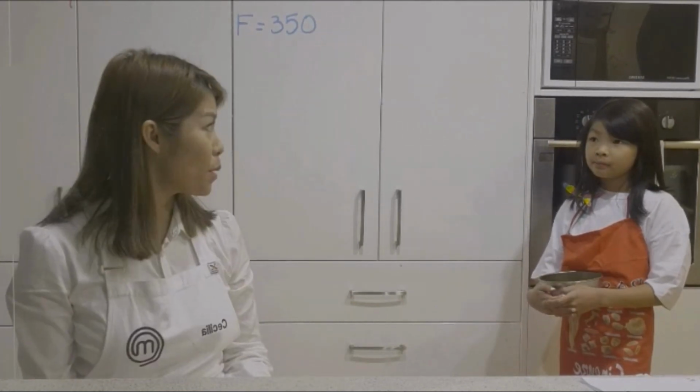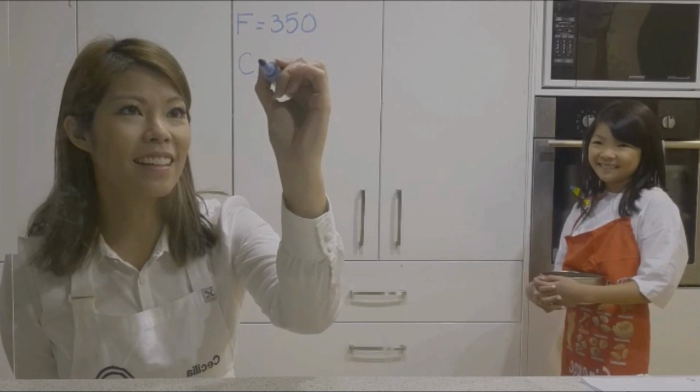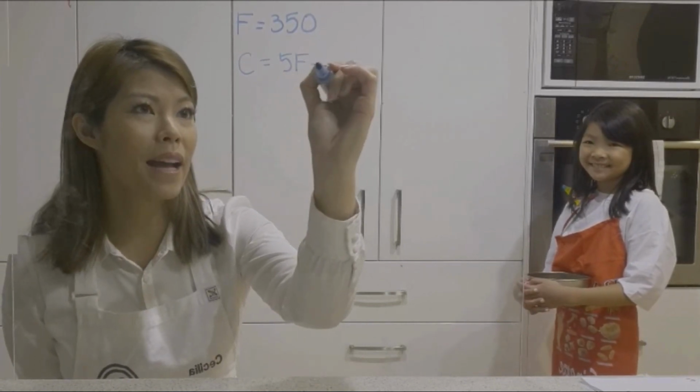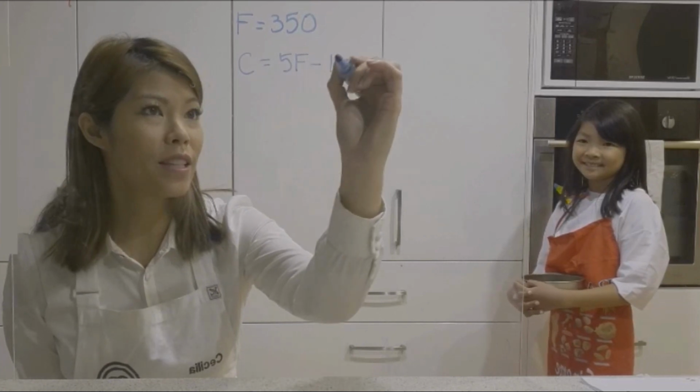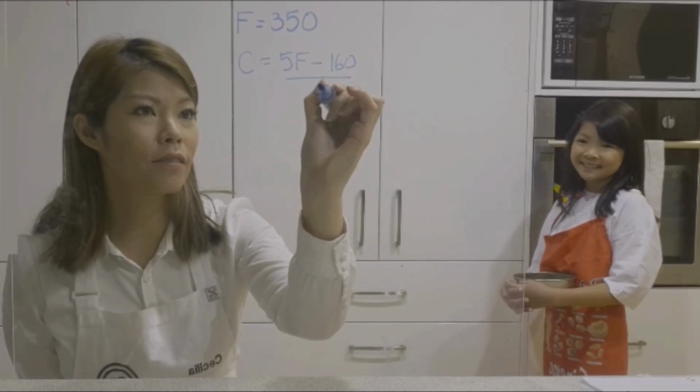Now, to convert between Fahrenheit and Celsius, we're going to use this formula. C equals 5F minus 160 over 9.